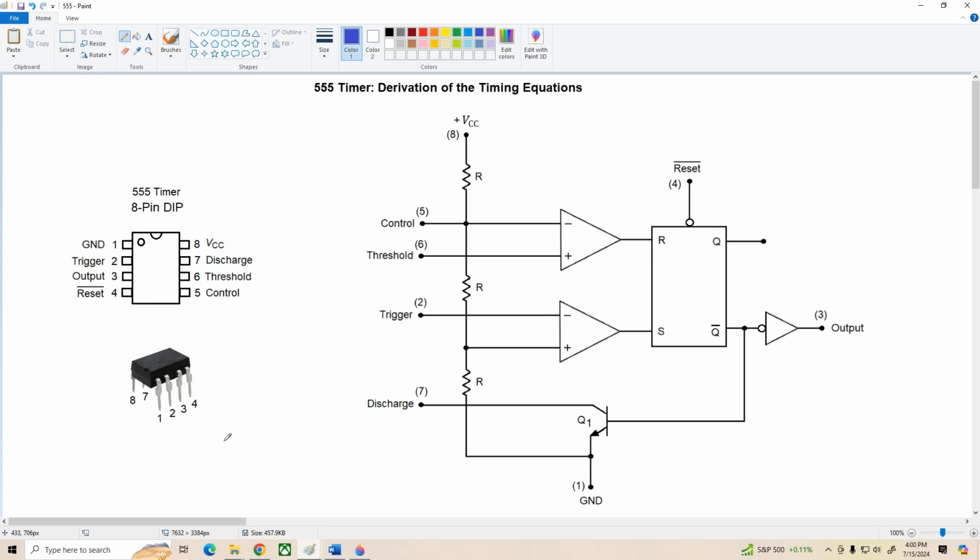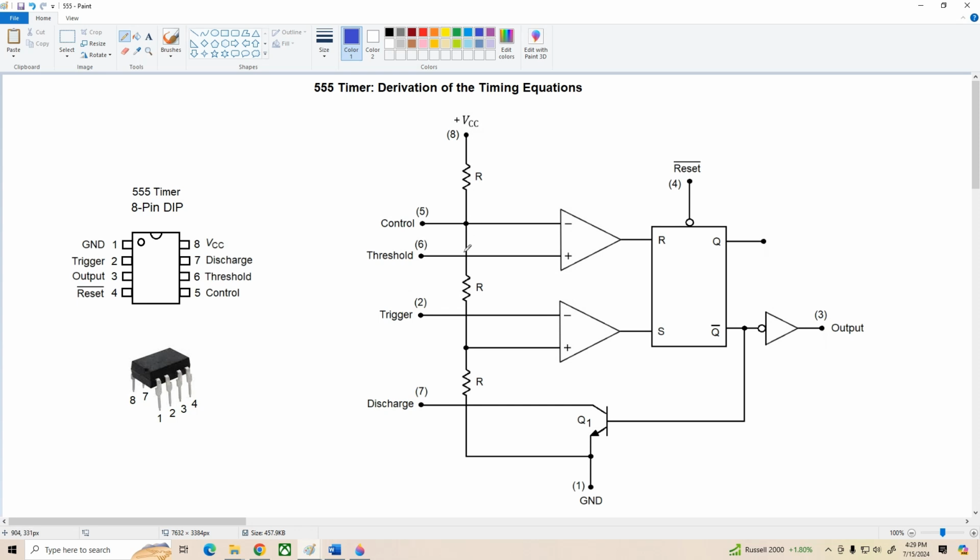Alright, so starting on the left here, we've got the pinout and a picture of the DIP, dual inline pin package. And on the right is the equivalent schematic that you would find on the data sheet for this device. Now, let's just take a quick run through of what we've got here.